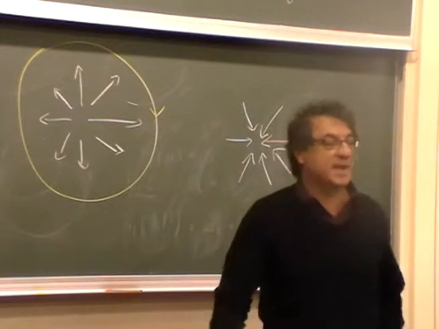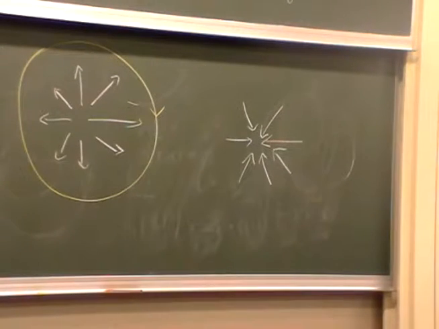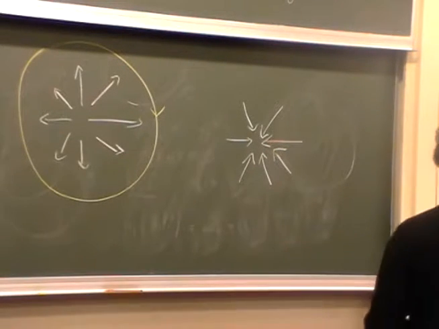Okay, good. What's the strength of a sink? How many for plus one? How many for minus one? Good. Okay. This is trickier.